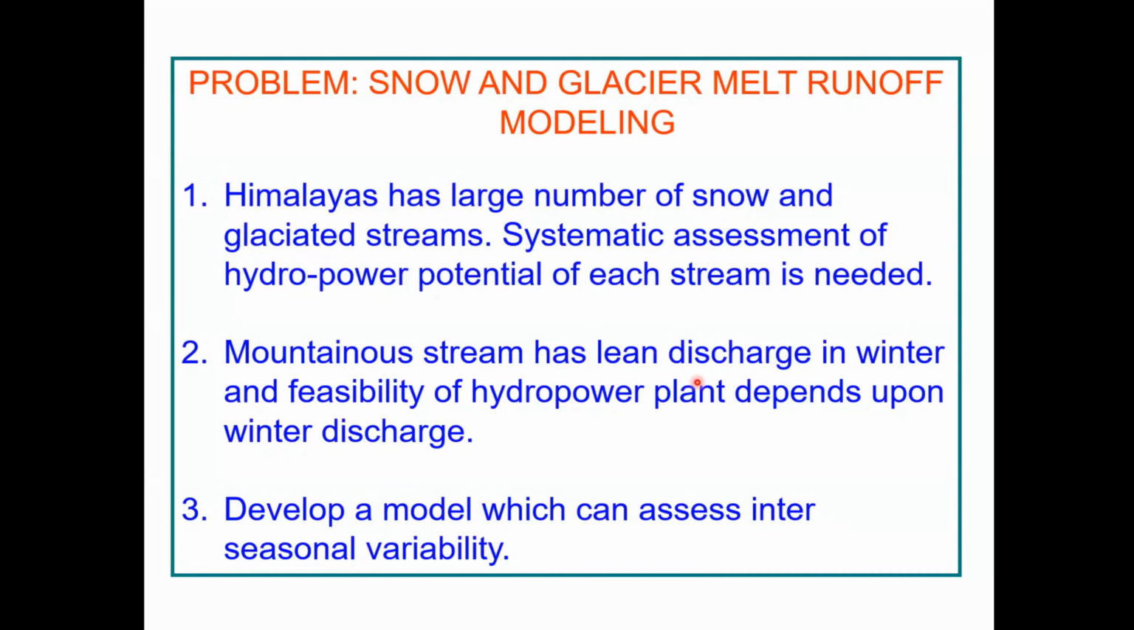So a mountain stream has a lean discharge in winter, and the feasibility of a hydropower plant depends on winter discharge. So develop a model which can assess the inter-seasonal variability. That was the problem given to us.